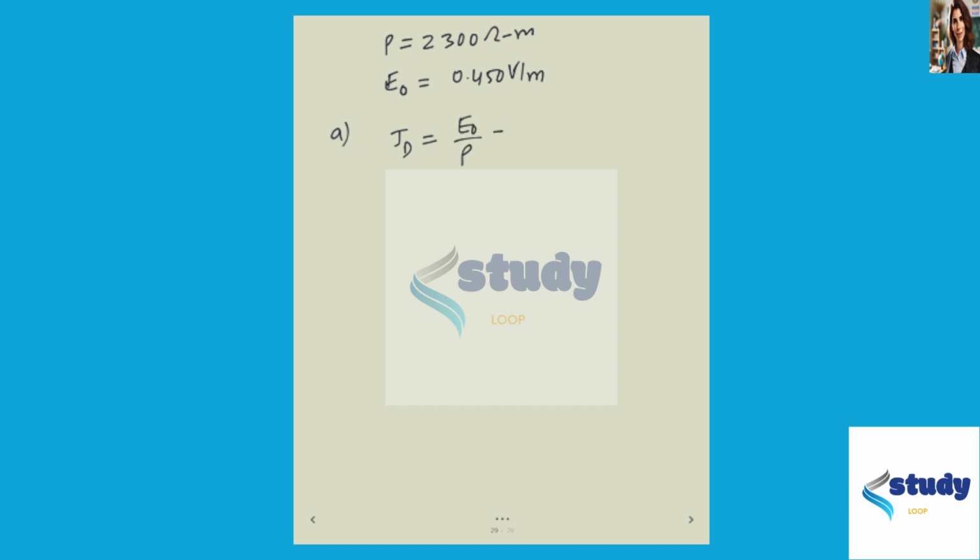Substituting the values, we get 0.450 divided by 2300. After solving it, we get JD equals 1.95 multiplied by 10 to the power minus 4 ampere per meter square. This is the answer for part A of the problem. This is the current density.